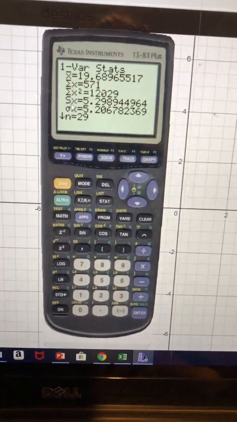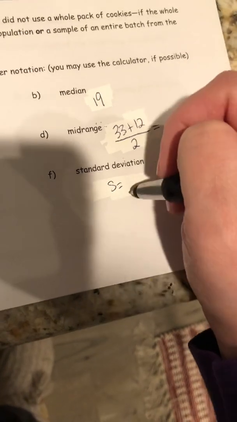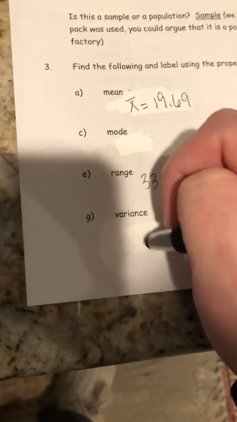So, remember this is calculator notation. Proper notation would just be S. S is equal to 5.298, so 5.3. And my variance is S squared.